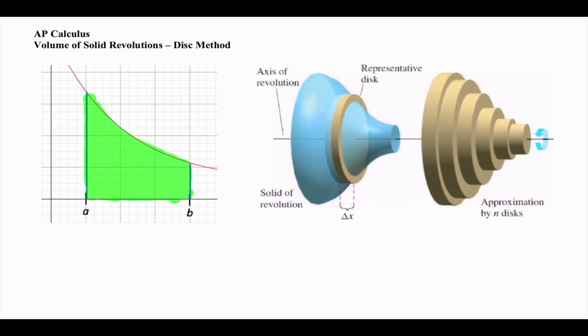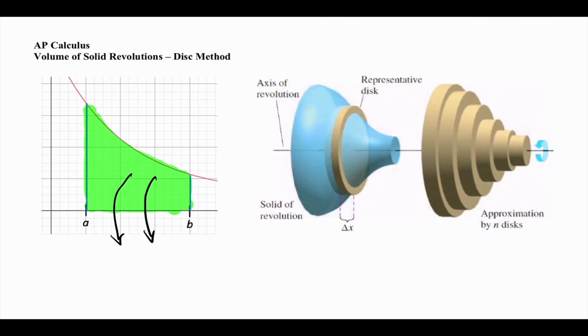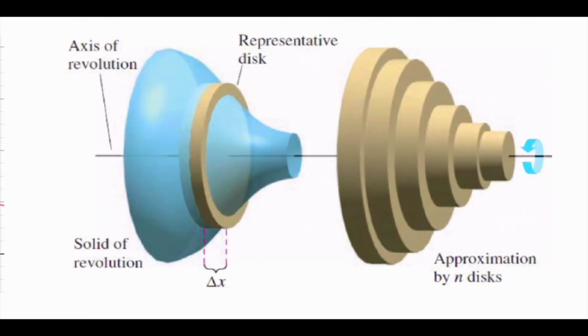So this area today is going to revolve around the x-axis. That's how it creates a 3D shape. It actually comes out, goes back in, right? And creates a three-dimensional shape. Which would look something like that.